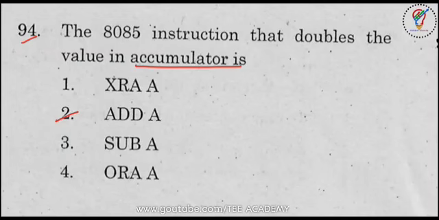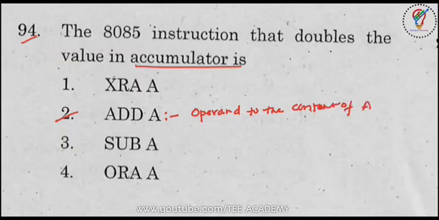What ADD A will do is, the content of the operand is added to the content of the accumulator. So it will add the content of the operand to the content of the accumulator, and it stores the result in the accumulator itself.